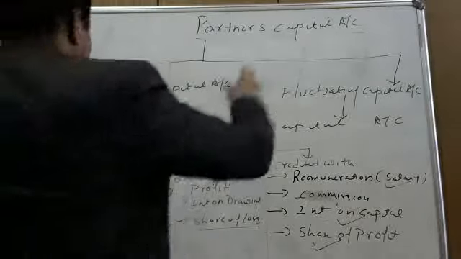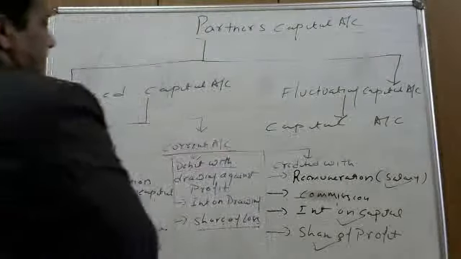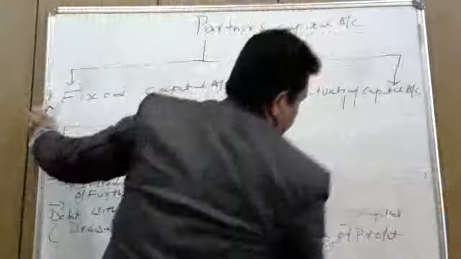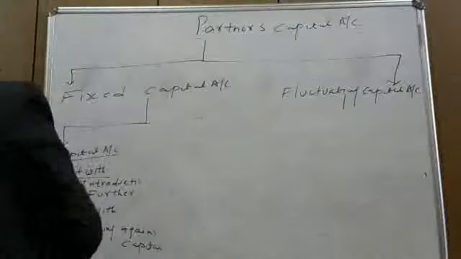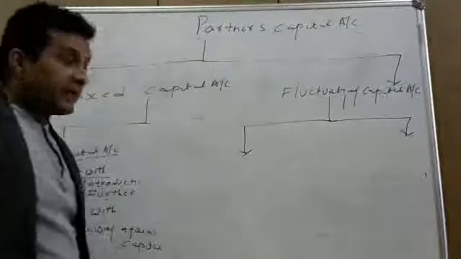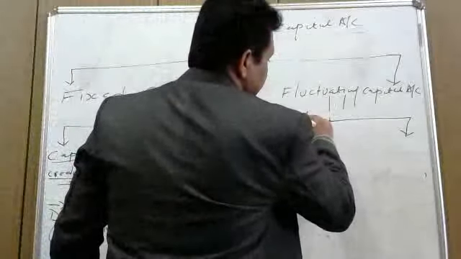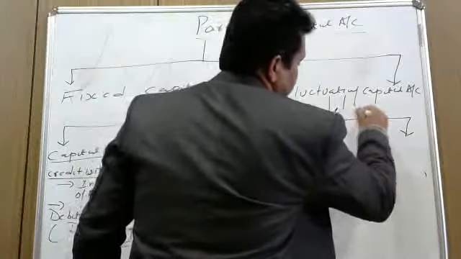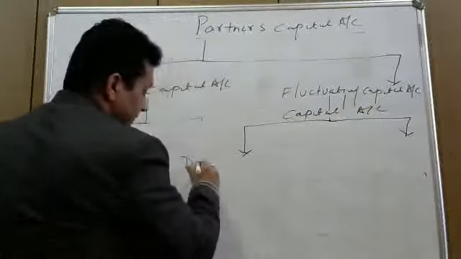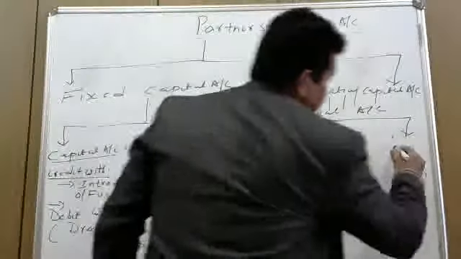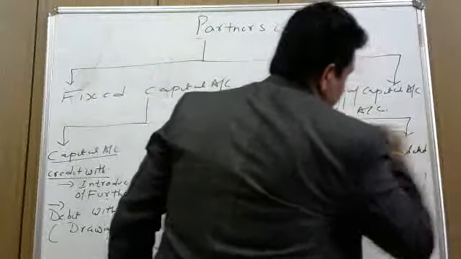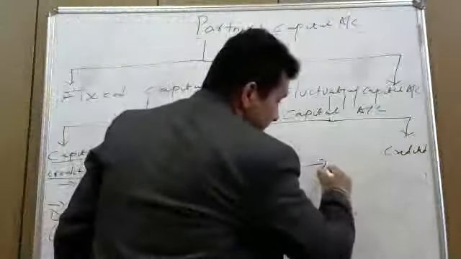Under the fluctuating method, we need to prepare only one account, and that account is called the fluctuating capital method, simply called the capital account. It's debited with and it's credited with. It's credited when he brings additional capital.